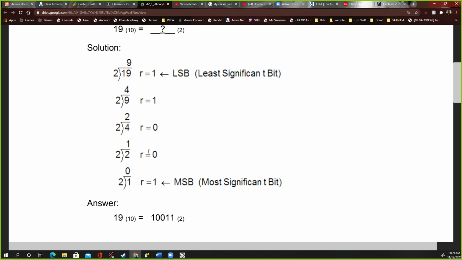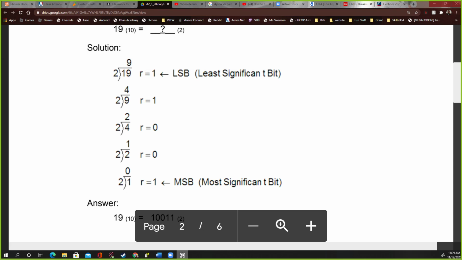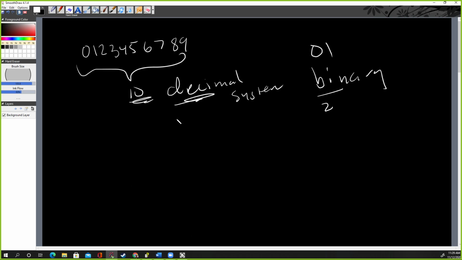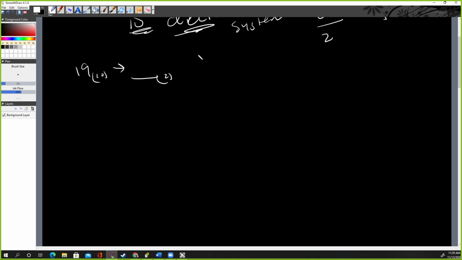The trick is you pretty much divide by 2 over and over again and then write the remainders down. So it sounds a little funky, but it's actually much easier than it looks. Okay? So let's see here. For the example problem, they did 19, and we want to convert the base 10 of 19 to a binary system, so base 2. To do that, you take 19 and you divide it by 2.